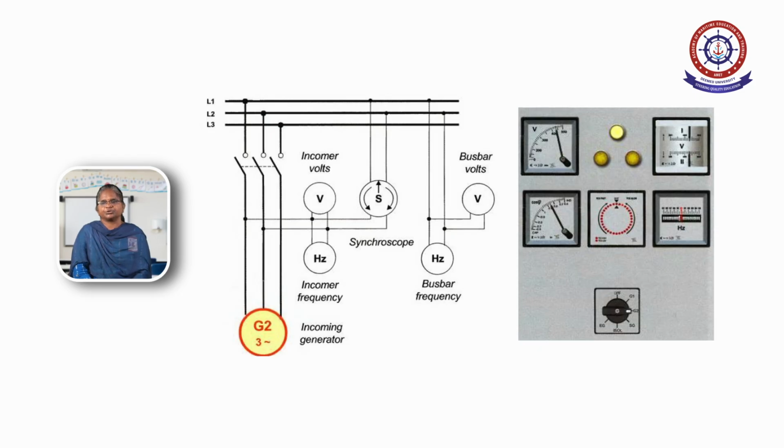These are the synchronizing instruments. Here the incomer is G2, which is going to be paralleled with the bus bar. Separate voltmeters and frequency meters are available for the incomer as well as the running generator. If the voltage and frequency of the incomer and the running bus bar are equal, the synchronoscope will show the 12 o'clock position. At that time the circuit breaker will be closed. Then both the incomer and the running machine are said to be synchronized.